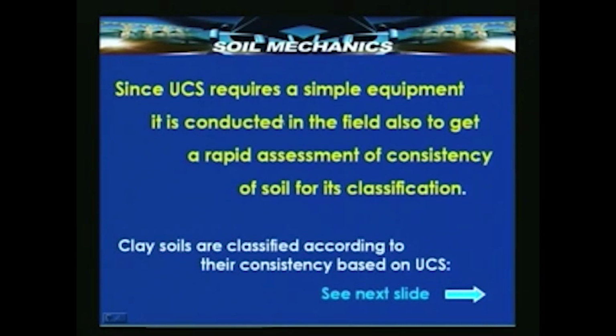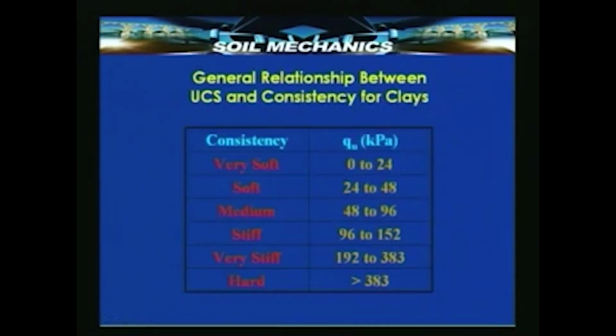Okay. Now, UCS requires simple equipment. It is conducted in the field, and it is a method for rapid assessment of consistency of soil for its classification. Clay soils are classified according to their consistency based on the value of unconfined compressive strength as shown in this slide. Depending upon the value of undrained cohesion or the compressive strength Qu, the consistency of a sample is defined like this.